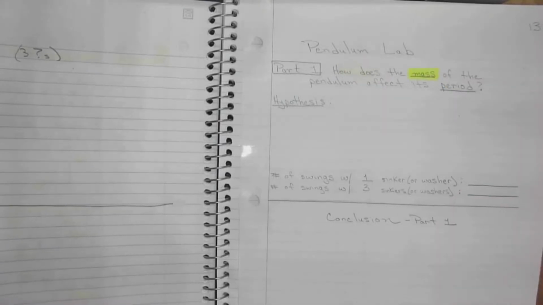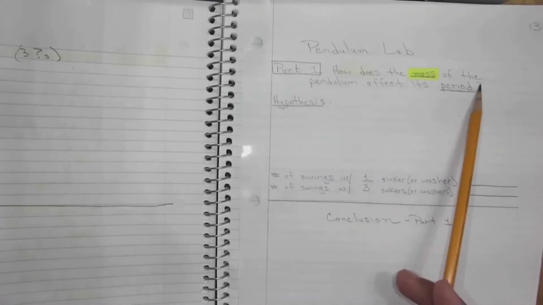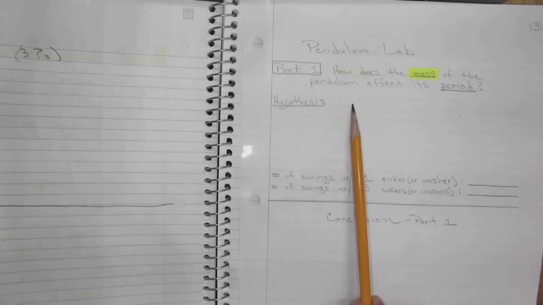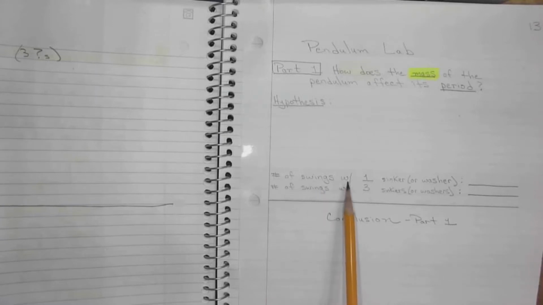Part 1, we're going to be dealing with the question of how does the mass of the pendulum affect its period. We'll explain what the word period means in terms of a pendulum when we get ready to begin the lab. You will start each part, and this is part 1, with a hypothesis. And you will write your hypothesis right here in this section. We'll talk more about that later. When you do part 1, you are going to be recording the number of swings with one sinker or washer attached to the pendulum.